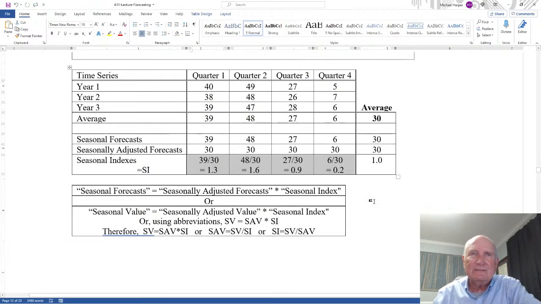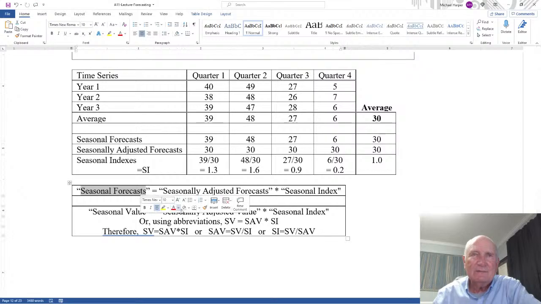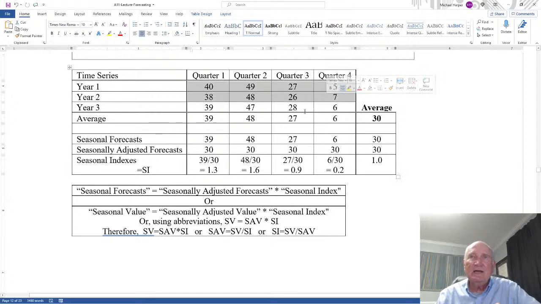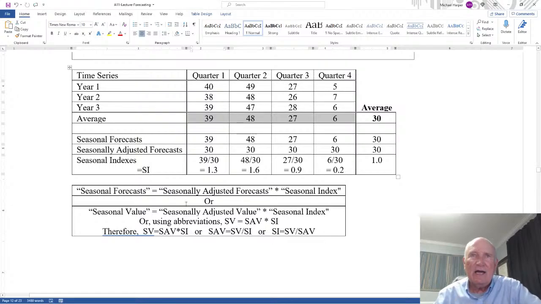So notice how I did this. I took a seasonal forecast equals the seasonally adjusted times the index. Or I can abbreviate that: the seasonal value is the seasonally adjusted value times the seasonal index. And I say value because I could do the same thing up here in the time series. I could do it in a forecast. Anytime I have a time series, I could do it on any type of value. So let me abbreviate this with SV equals SAV times SI: seasonal value, seasonal adjusted value, seasonal index.